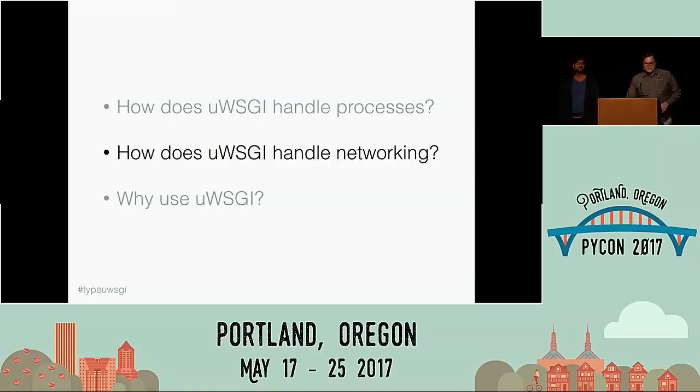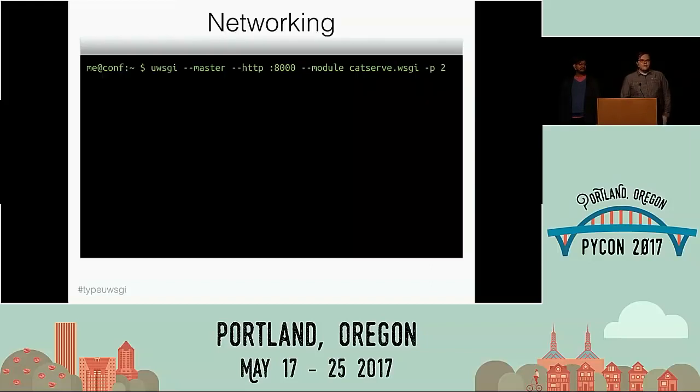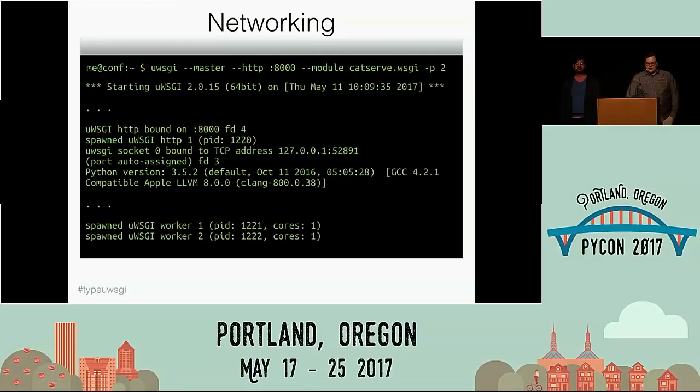Thanks, Asheesh. So now we're going to talk a little bit about how uWSGI handles networking. Specifically, what happens when you make a request against the server uWSGI is running on, and how does uWSGI and its workers handle that request? And so let's go back to our command output here. Specifically, let's look a bit more at this middle section, where it talks about something being HTTP bound on FD4, and you see there's another port auto-assigned to FD3. Now that FD is a hint from uWSGI about what's going on under the hood.